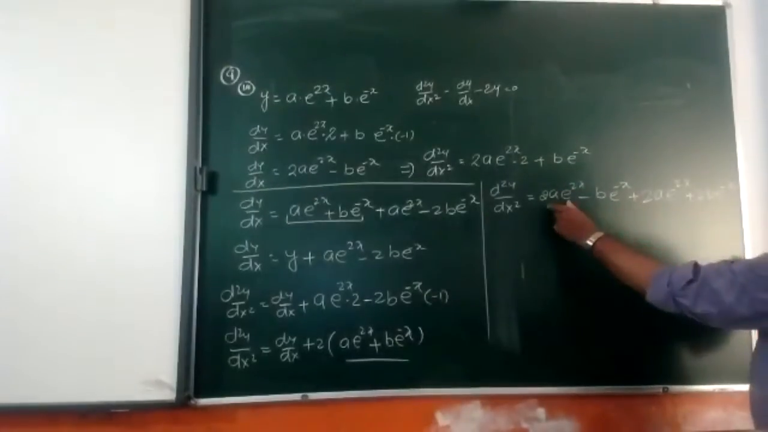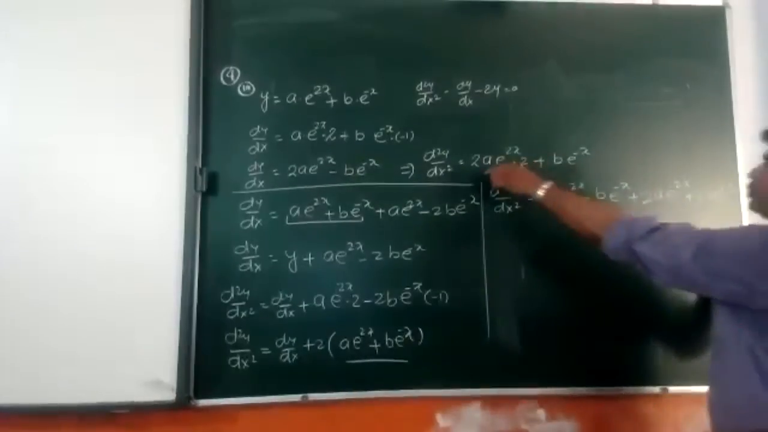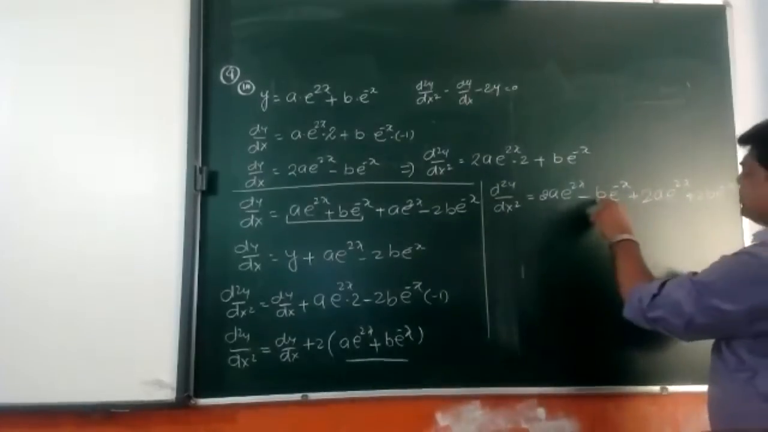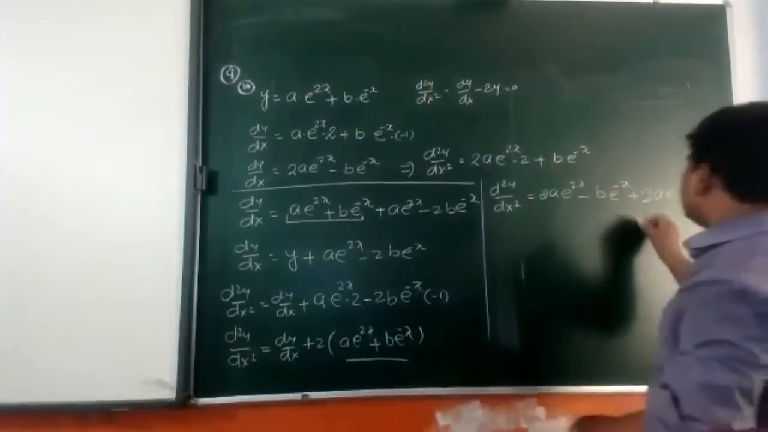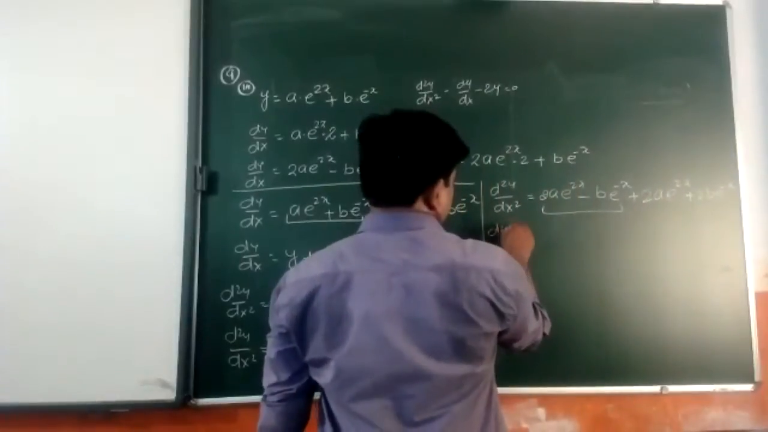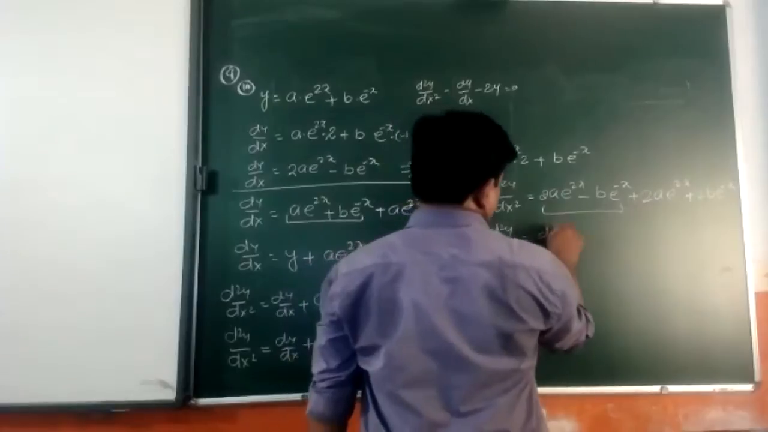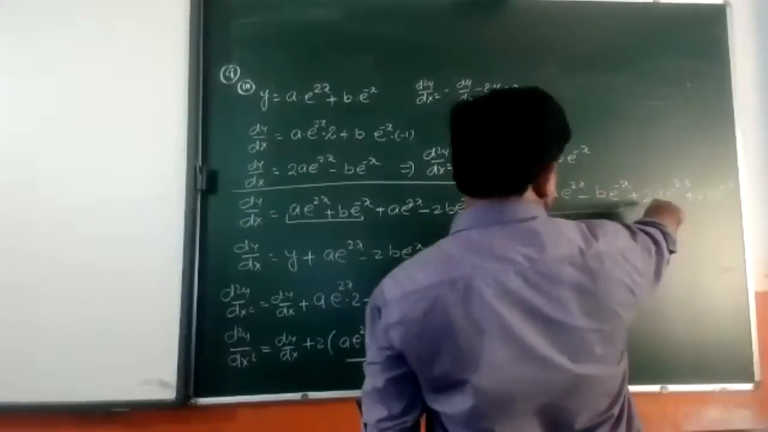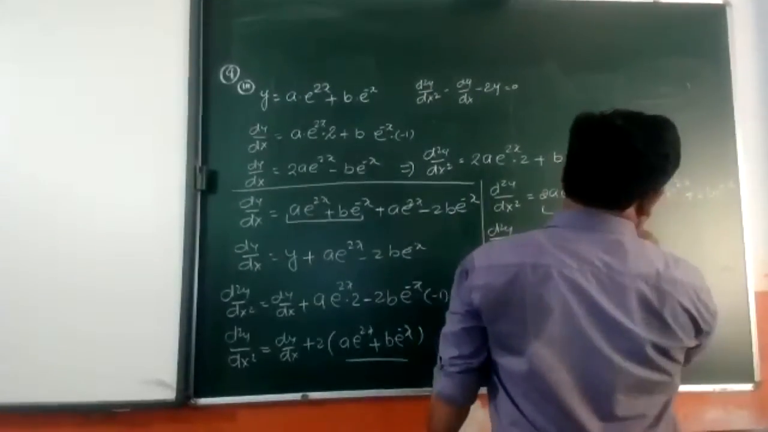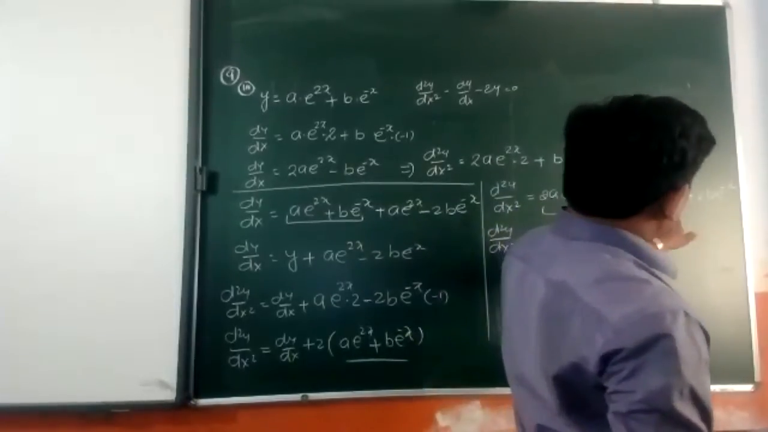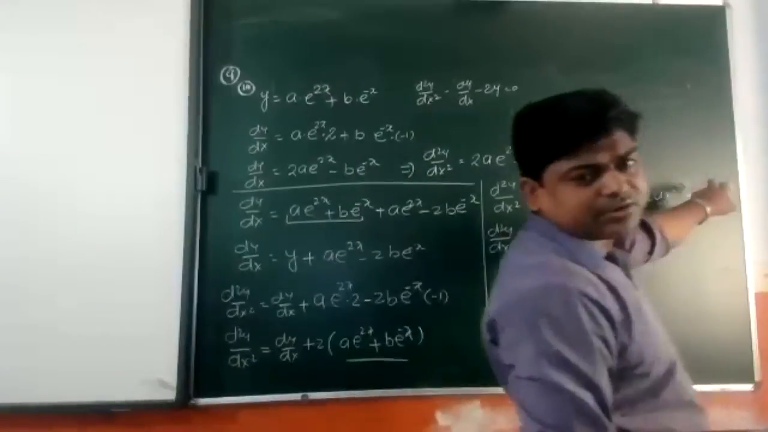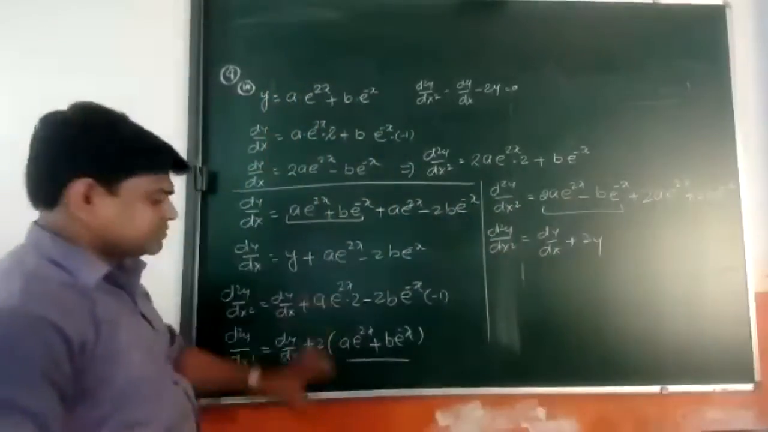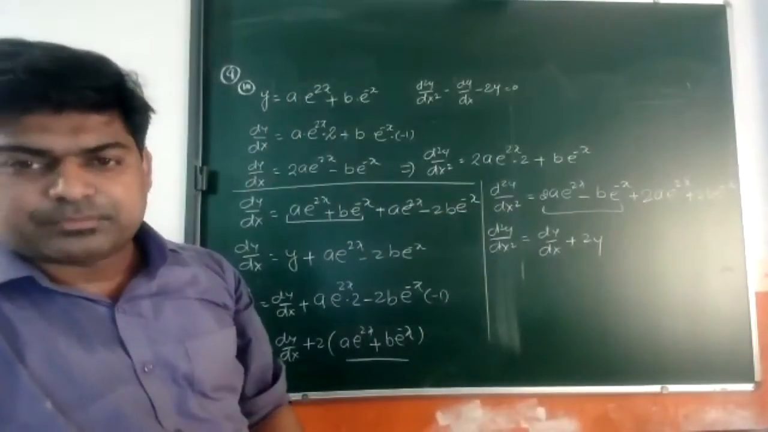Now see, 2a e to the power x and 2a e to the power x will be 4a e to the power x. 2b into e to the power minus x minus b into e to the power minus x, that will be this one. And now this one will be written as d2y by dx square. This one will be dy by dx, and plus 2 will be common. Then after we will have here y only. Because when I take 2 common, a e to the power 2x plus b e to the power minus x will be written as y. So either you will follow that method or you will follow this method. In both ways, the result will be the same.